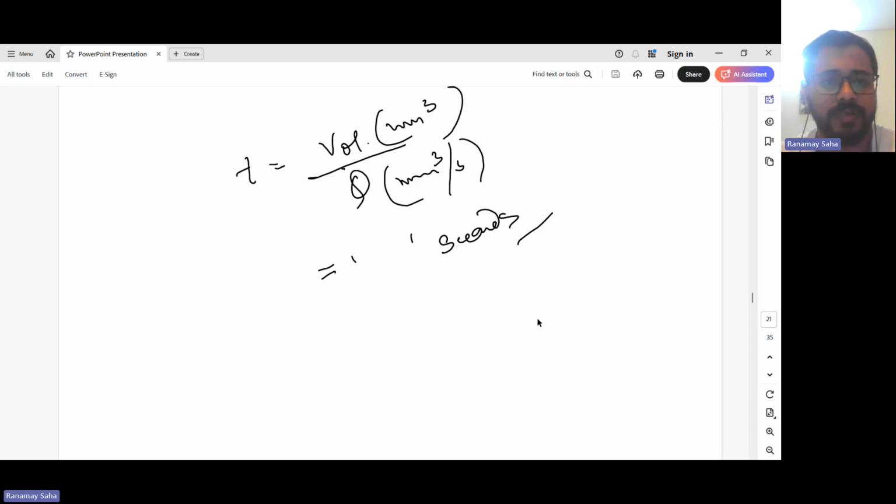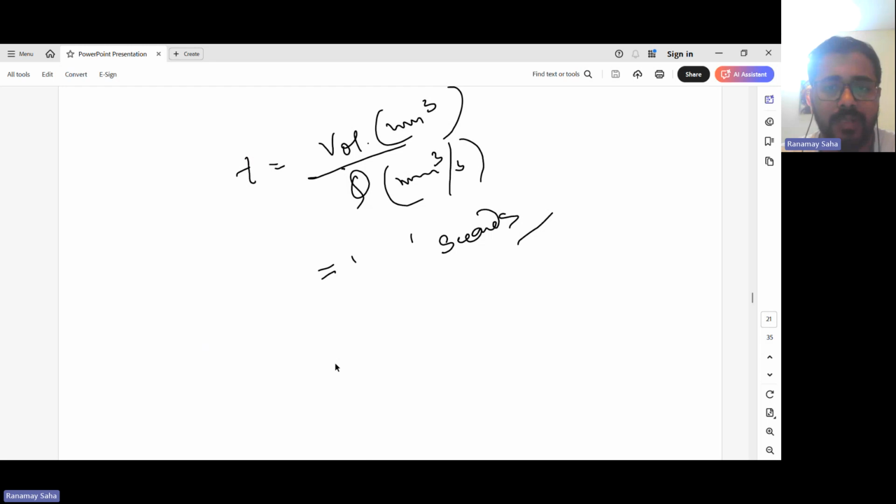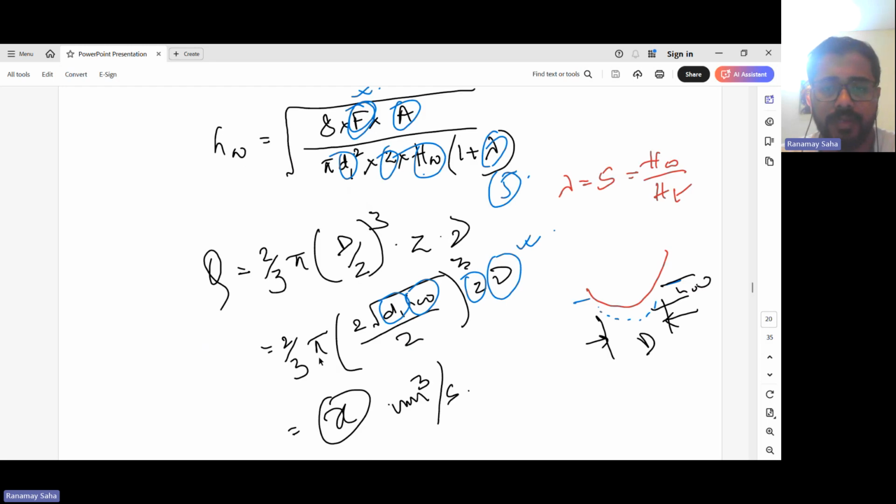Okay, then let's move to the next topic. This is just an extension of the earlier problem, again from USM. Here the tool is changed from copper to stainless steel, and you have been asked to determine the percentage reduction in the time of machining. By now you know MRR is inversely proportional to 1 plus lambda to the power 3 by 4, which you can see simply from the derivations.